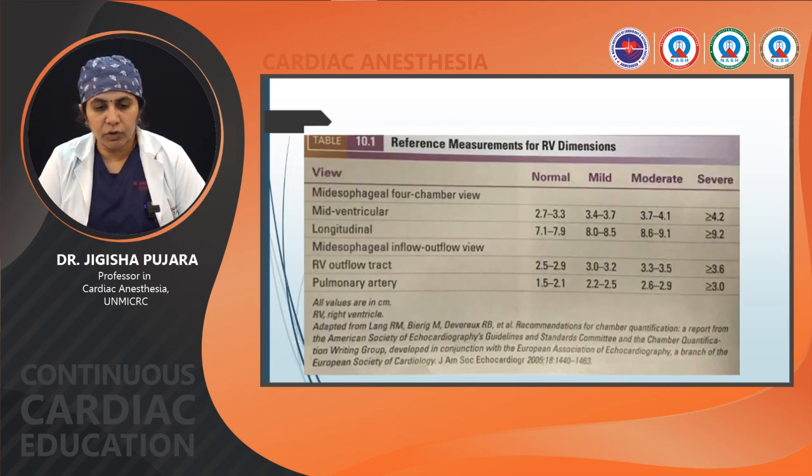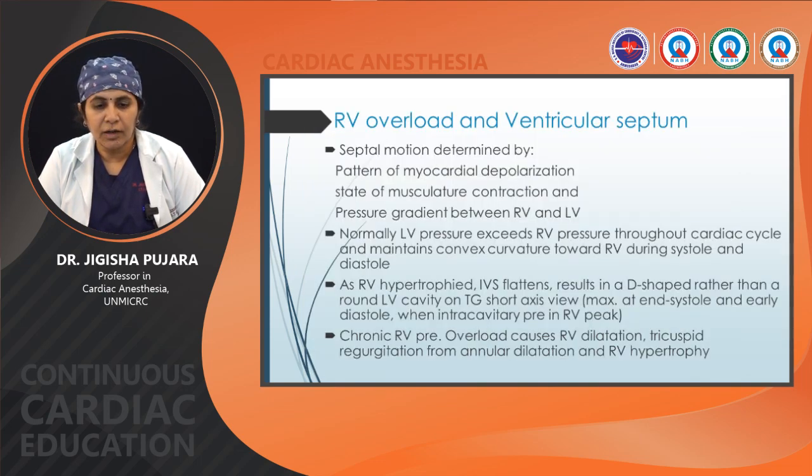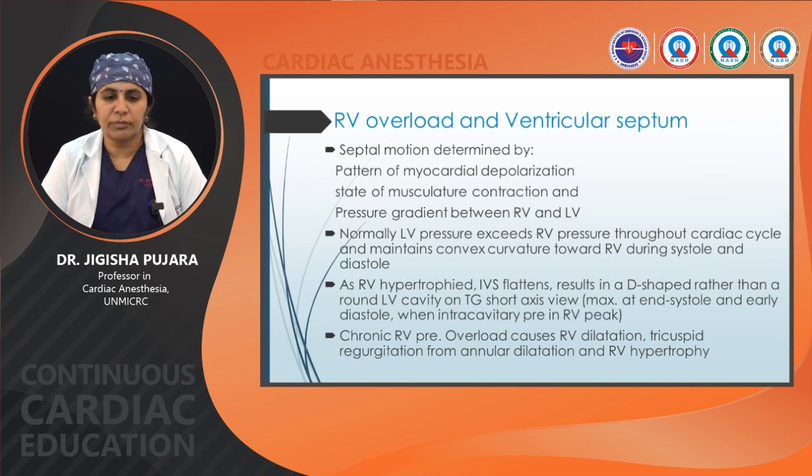Here, this table shows the measurement of the RV dimension in the mid-esophageal four-chamber view and the mid-esophageal inflow-outflow view, with normal values and mild, moderate and severe RV dilatation. There are various values; one must remember these values. RV overload and the ventricular septum.